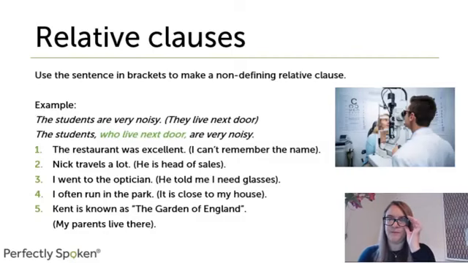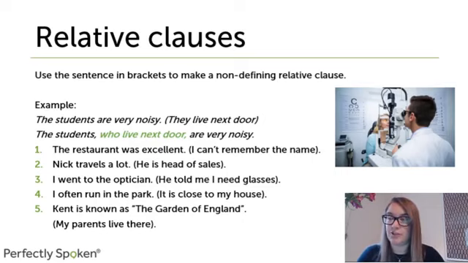Well, let's have a look at the example together. So the students are very noisy. They live next door. So I've made a non-defining relative clause. The students who live next door are very noisy. Okay, so you've got 5 sentences here. The restaurant was excellent. I can't remember the name. Nick travels a lot. He is head of sales.